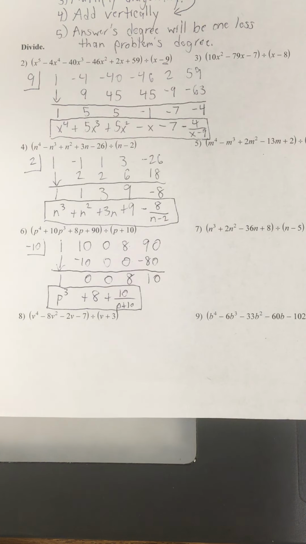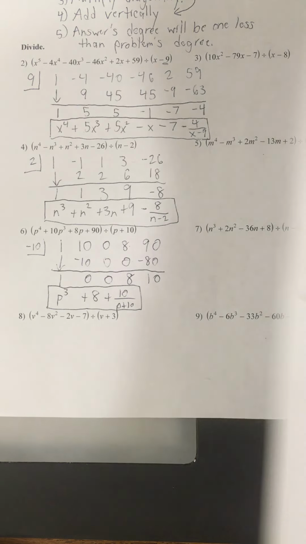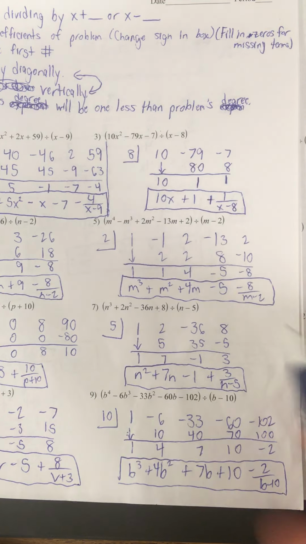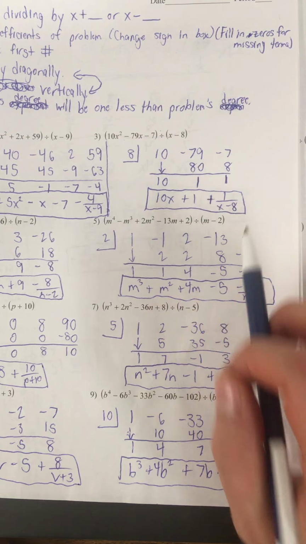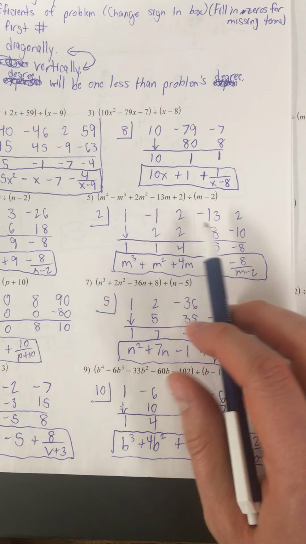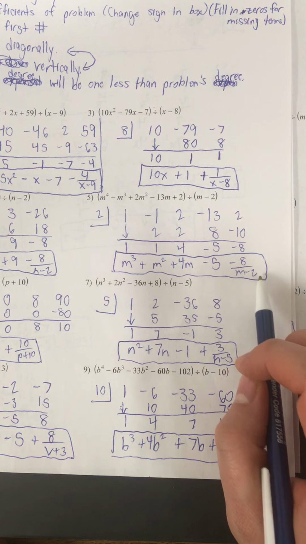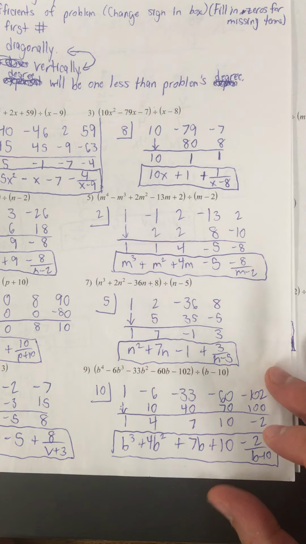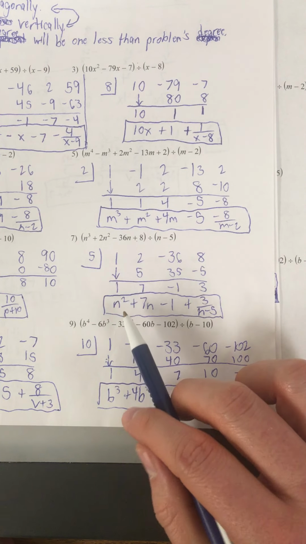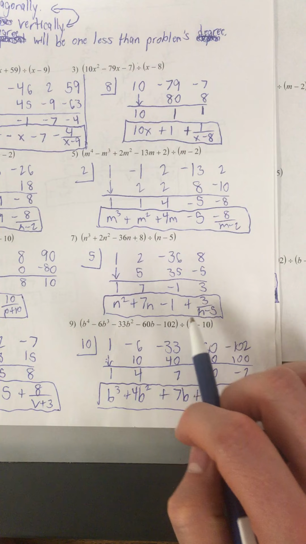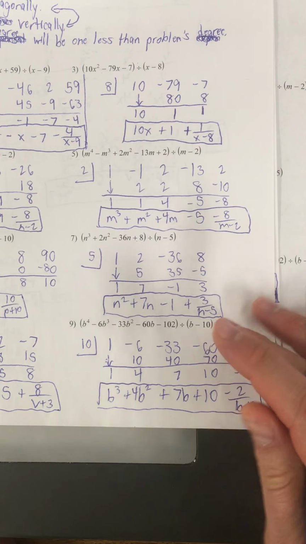So I hope you understand this now. Go ahead and pause the video, try the other problems. I'll put the answers up in just a moment. All right, I hope you did them. Let's see if you got them right. You can go ahead and check them. Number 3 should have been 10x plus 1 over x minus 8. Number 5, you should get m to the third plus m squared plus 4m minus 5 minus 8 over m minus 2. Number 7, you should get n squared plus 7n minus 1 plus 3 over n minus 5.